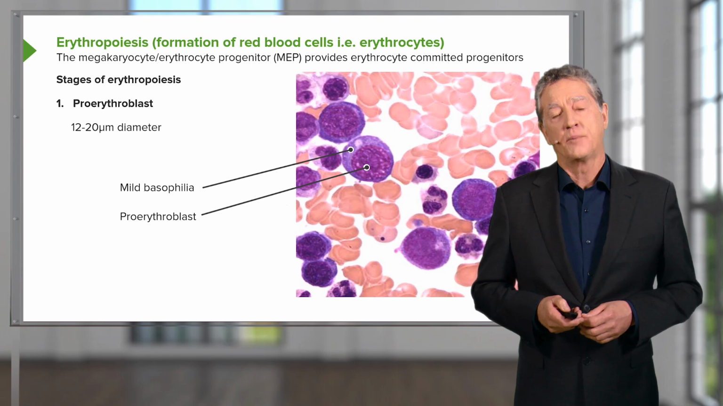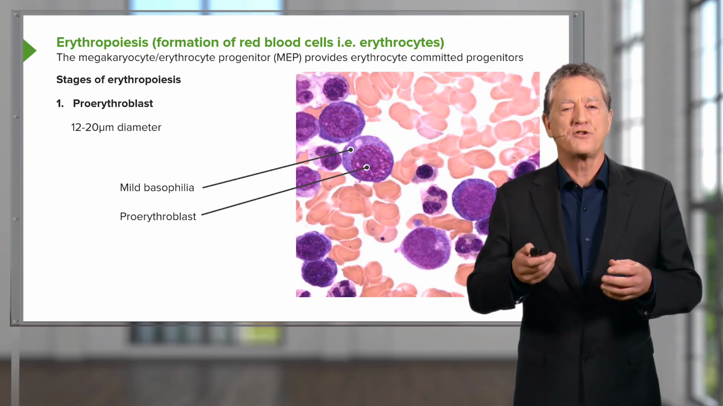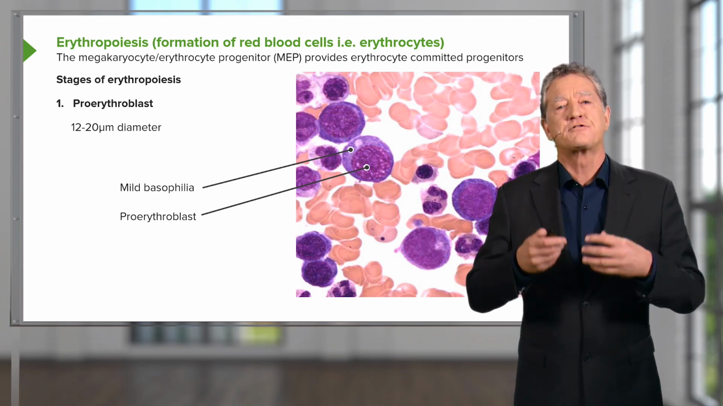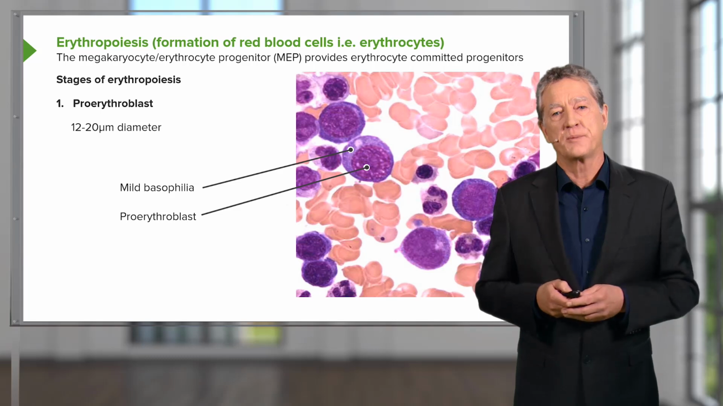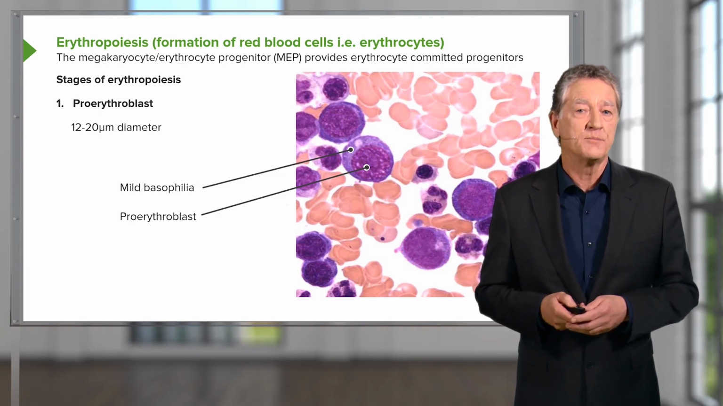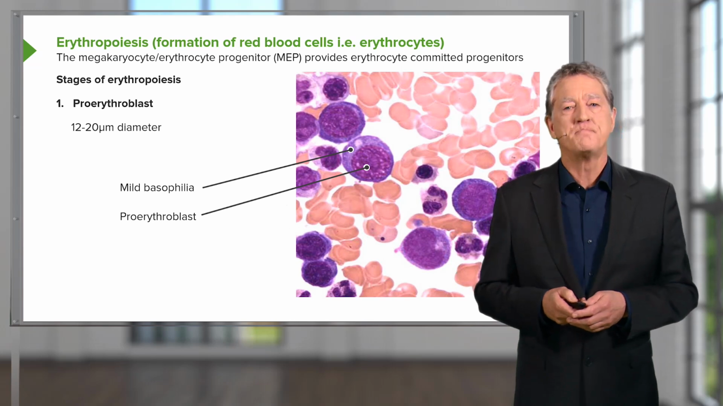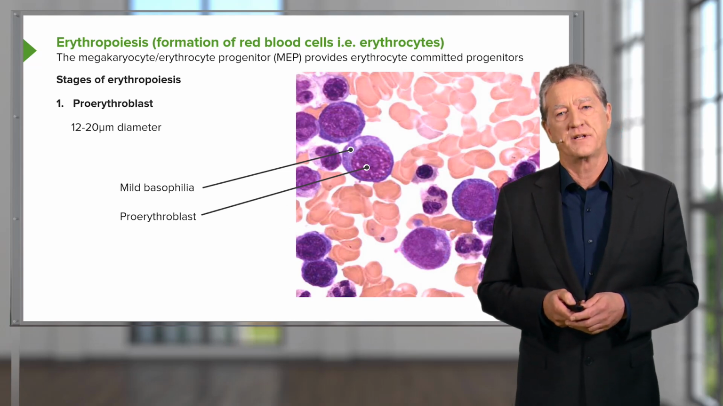The proerythroblast has a mild amount of basophilia. Suddenly the progenitor cell has given rise to the proerythroblast. It's going to now start going through the process of making hemoglobin. But initially, it just has a mild amount of basophilia.